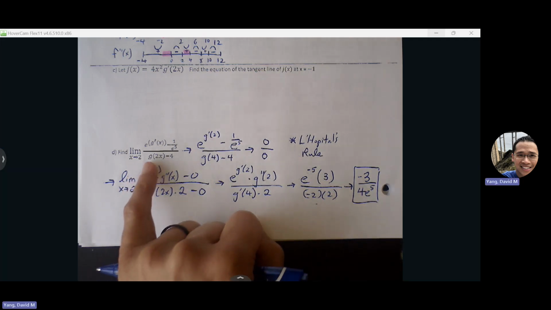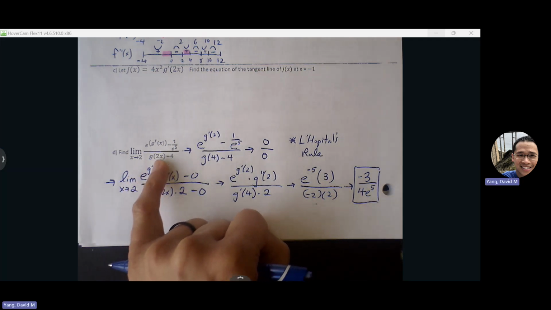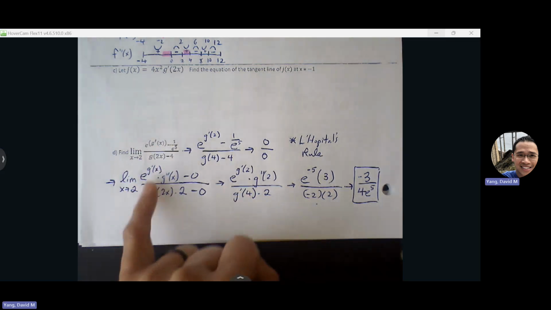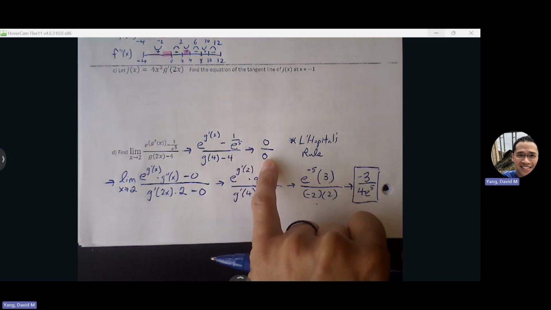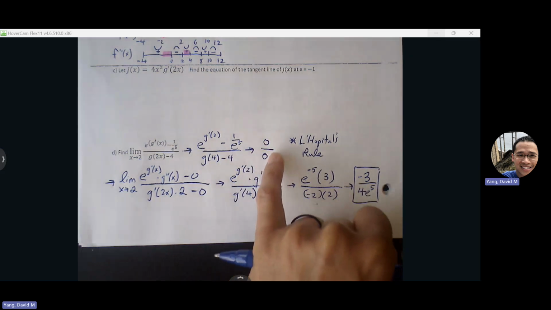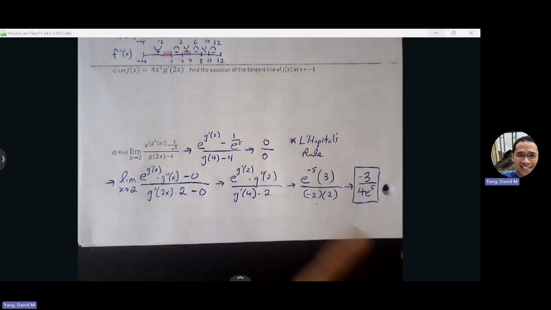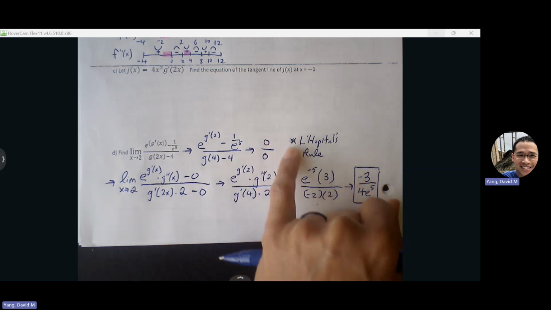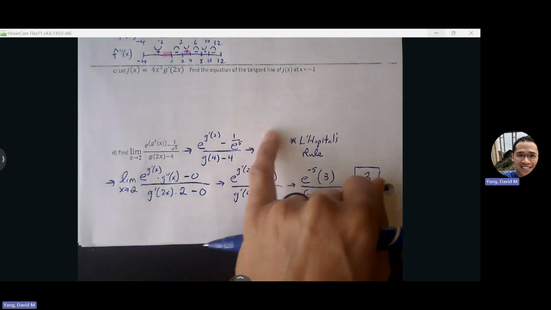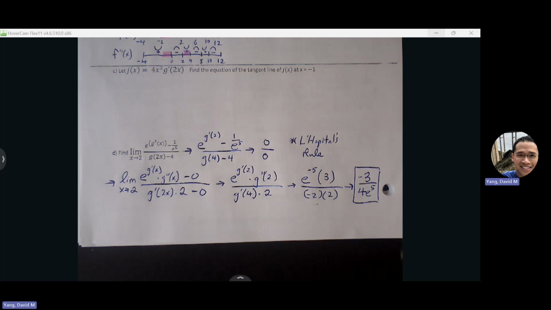Just be careful that sometimes students do L'Hopital's rule directly from here to here, but you really need to show that you're getting a 0/0 before you do L'Hopital's rule, right? Let's say you got a 5/10, then you should stop, right? Because that's a real number. If you get a 1/0, you should also stop. That's a real number. If you get a 10/0, you should also stop because then the limit is undefined. You only go further if you're getting a 0/0.